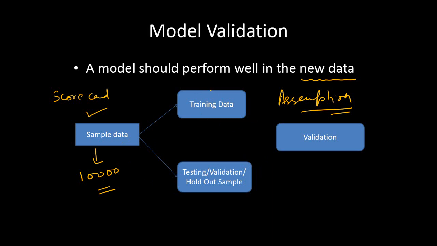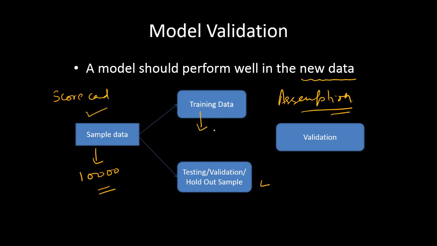The first one we call a training data set, and the second one we call a testing data set or validation data set, also known as a holdout sample or holdout data set. All three are essentially the same with different names, different jargon. So why do we do that? Well, we divide this data into two subsamples, and we build the model on training data and test the model on the testing data.